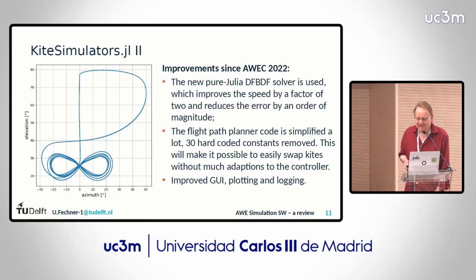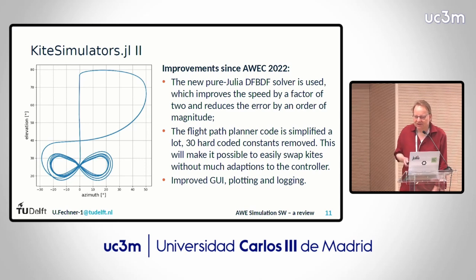Improvements since the last conference. I'm using now the new pure Julia DFBDF solver, which improves speed by a factor of 2 and reduces the error by an order of magnitude. And the flight path planner code is simplified.